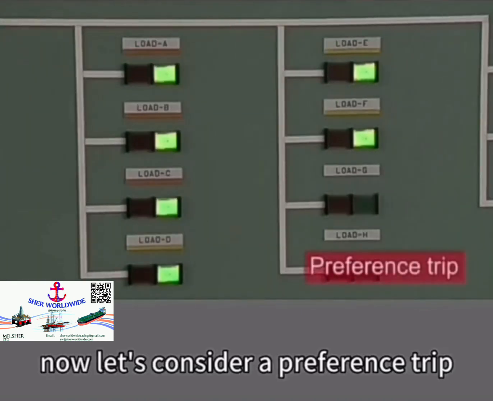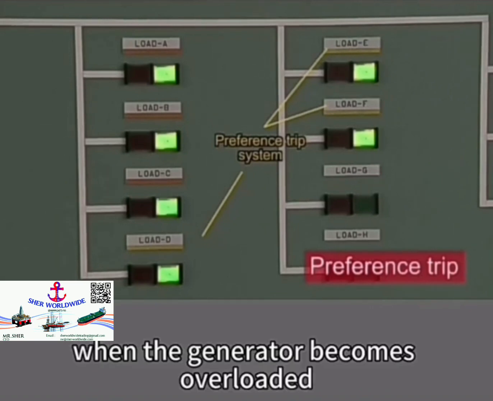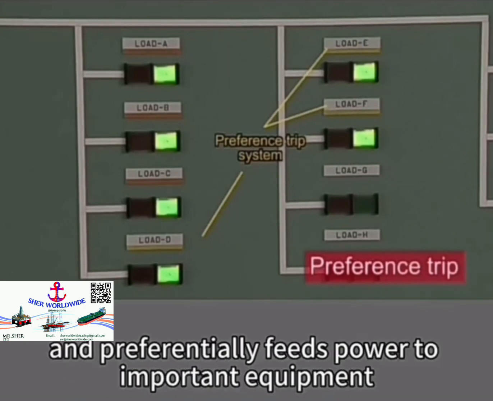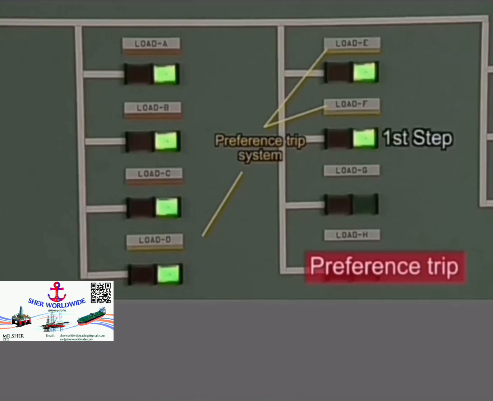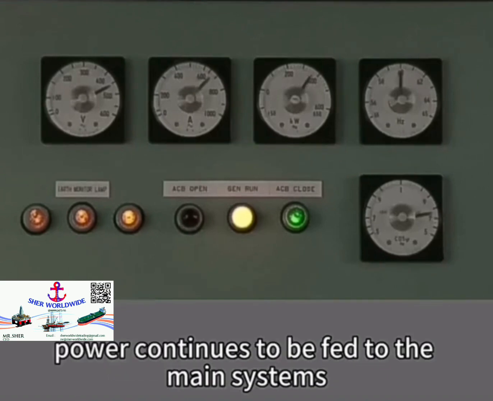Now let's consider a preference trip. When the generator becomes overloaded, the preference trip is activated and preferentially feeds power to important equipment by shutting off power to less important equipment. During a preference trip, power continues to be fed to the main systems.